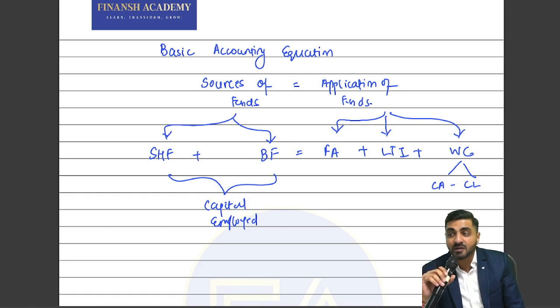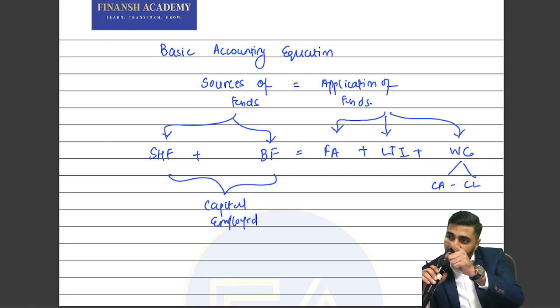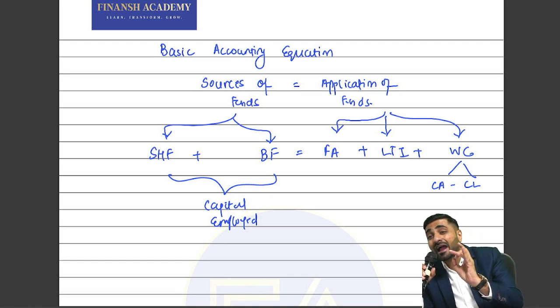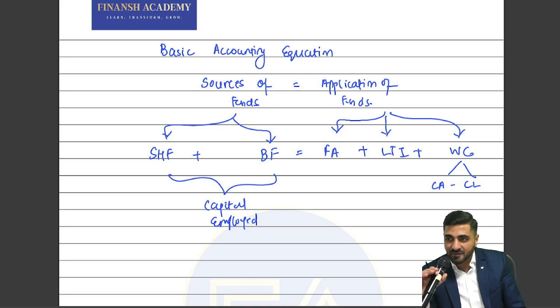Will bank overdraft come in borrowed funds? No. Is bank overdraft long-term or short-term? If it is short-term, then it forms part of your current liabilities. Any kind of short-term debt, current liability or bank overdraft will be classified in your working capital. And then when we talk about fixed assets, the types are plant and machinery, land and building, etc. Then long-term investment and current assets.